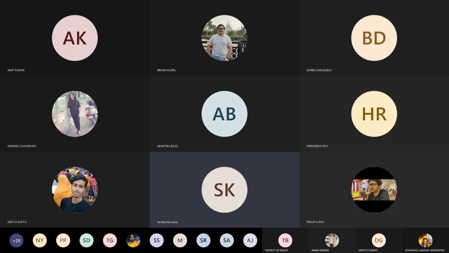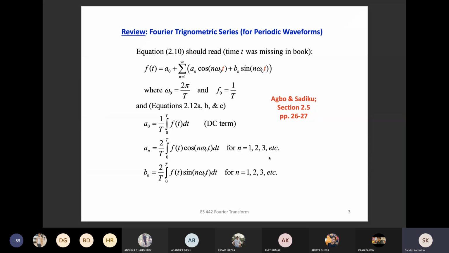The idea is that we know any function f(t) can be represented as a0 plus the sum from n equal to 1 to infinity of an cos n omega0 t plus bn sin n omega0 t, where omega0 equals 2 pi by T, and f0, that is the frequency, is equal to 1 by T. From the equations, we know that a0 equals 1 by T integral 0 to T f(t) dt, an equals 2 by T integral 0 to T f(t) cos n omega0 t dt, and bn equals 2 by T integral 0 to T f(t) sin n omega0 t dt.